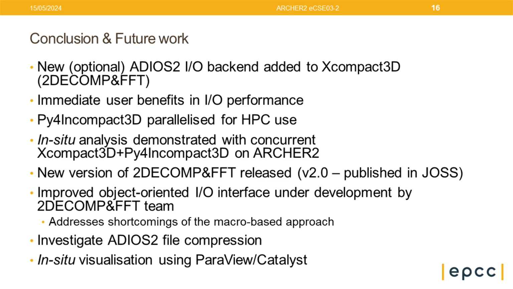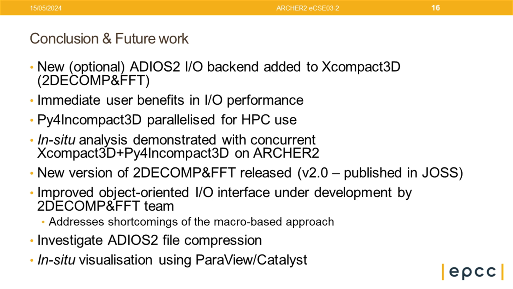In addition to this, there's a new release of 2D-comp and FFT, which has been published in the Journal of Open Source Software, and this includes the ARCHER2 backend. There's an improved object-oriented I/O interface being developed in 2D-comp and FFT, and this makes the interface between selecting MPI and ARCHER2 much cleaner than the original approach of using compiler macros. So if you do use 2D-comp and FFT, this should make things much easier for you to work with.